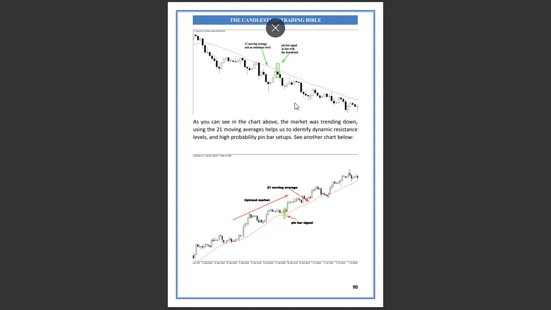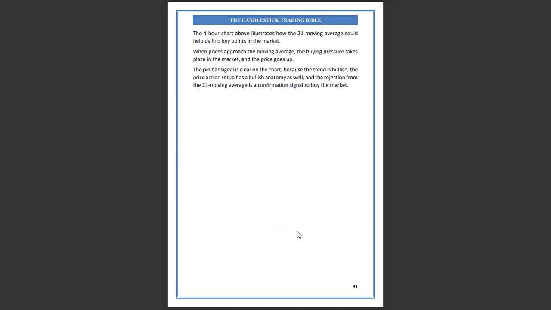As you can see in the chart above, the market was trending down. Using the 21 average helps us identify dynamic resistance levels and high probability pin bar setups. See another chart below: uptrend, 21 moving average, pin bar, right? So therefore our chart above illustrates how a 21 average could help us find key points in the market.